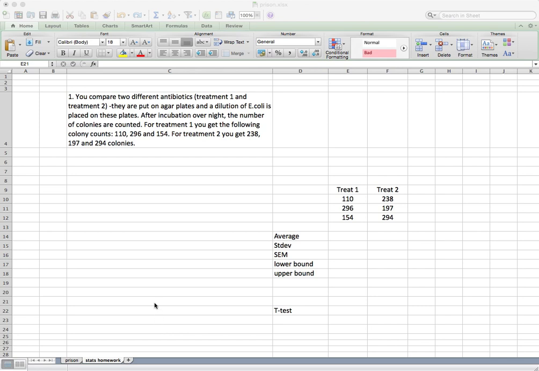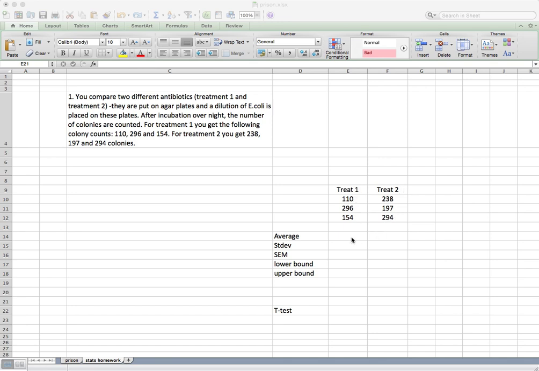Okay, here's the model answer for the statistics 2 homework, in which you were given this problem. You compare 2 different antibiotic treatments, treatment 1 and 2, and you measure the number of colonies that grow on these plates. So here are the numbers. That's for treatment 1 and that is for treatment 2.